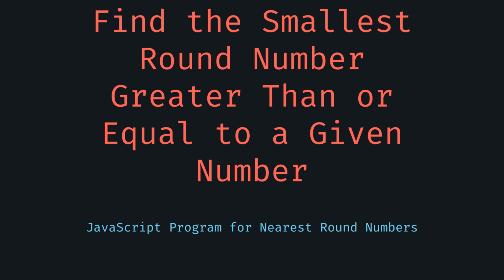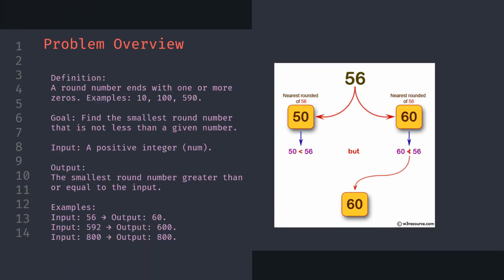In this session, we'll learn how to find the nearest round number greater than or equal to a given number using JavaScript. Let's get started. Our goal is to identify the smallest round number greater than or equal to a given input. For instance, the nearest round number for 56 is 60, while for 800 it is 800 itself.